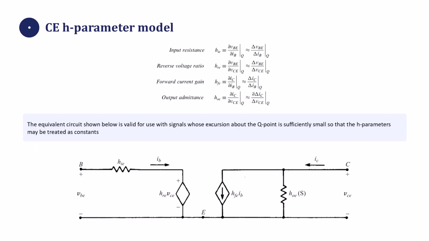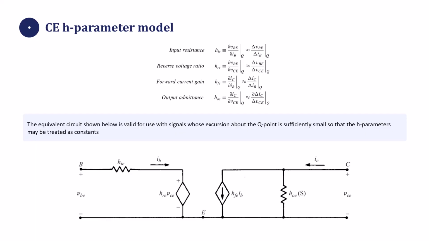On the input side, between base and emitter, we have a resistor of value HIE in series with a voltage controlled voltage source HRE times VCE. That source represents the small feedback from output back to input, accounting for the early effect. On the output side, between collector and emitter, we have a current controlled current source HFE times IB in parallel with a resistor of value 1 over HOE. That current source is the heart of the amplifier. It is what turns a small base current into a much larger collector current.